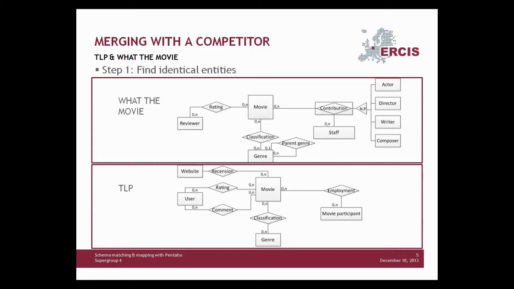Total Leisure Power and What's a Movie companies provide similar services, and their database structures reveal a high level of equivalence. That's why they will be first mapped to each other. Both databases contain a movie and a genre entity. The entity pairs review and user, as well as staff and movie participant, have different names but are identical in their meaning. Thus, all of them are used as mapping points for the database integration.